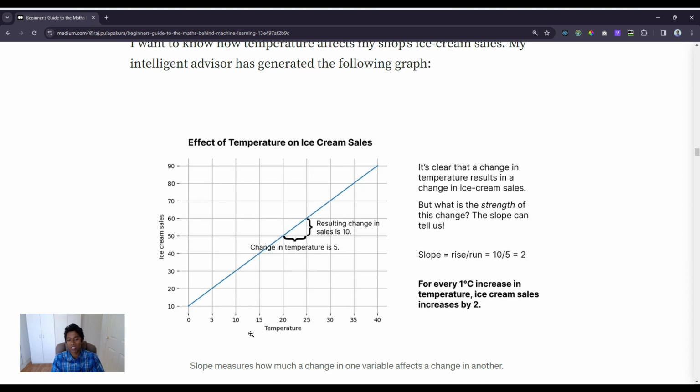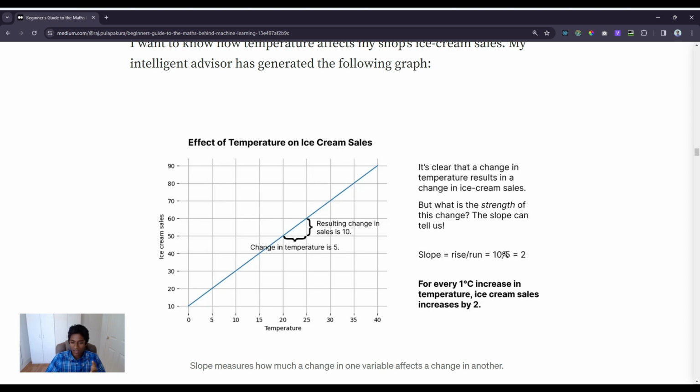But what if we want to measure how strong this increase is? If we increase temperature by 1 Celsius, how much does our ice cream sales increase? Does it increase by 10? Does it increase by 20, 30? Well, to calculate this, we use the slope. The slope can be calculated by using the rise over run formula. In this graph, we can see that a change in temperature of 5 results in a change in sales of 10. In other words, every time we increase temperature by 5 degrees, it increases ice cream sales by 10.